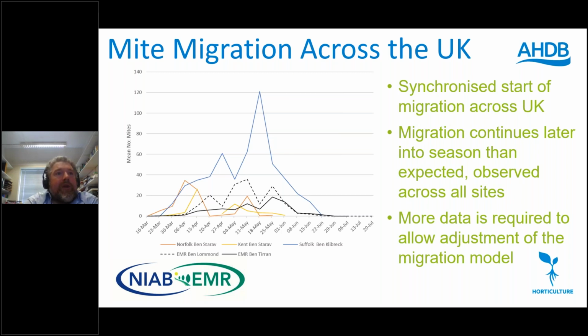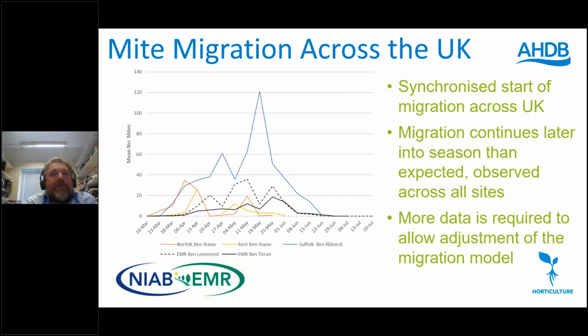Well, as you can see from all these coloured lines, the gall mite migration did quite different things across the country. They all started around about the same time in mid-March to late March, but the end of the migration went on much longer than any of us expected it to.